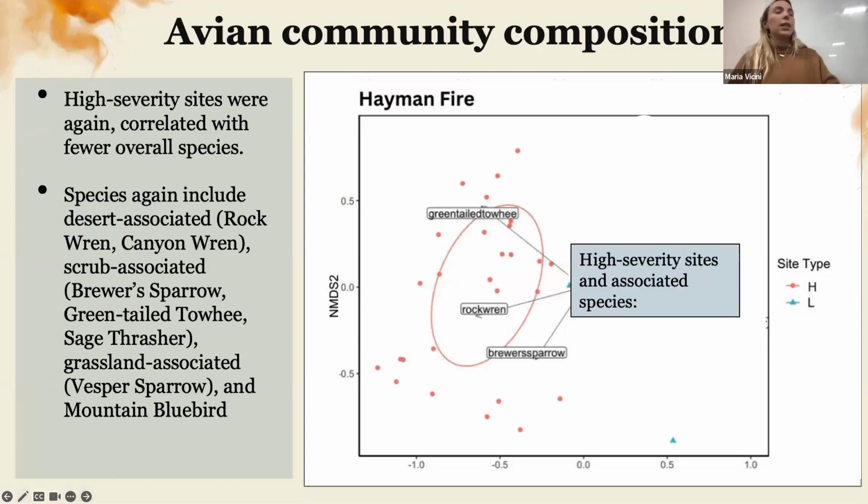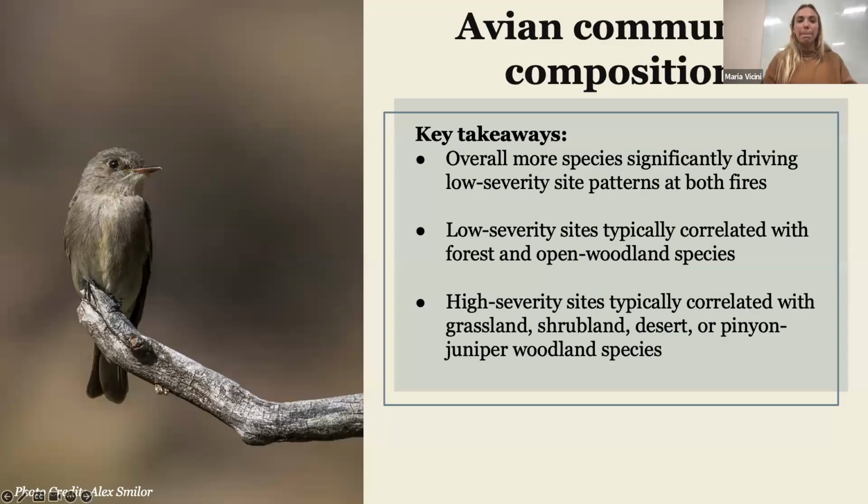At the Hayman Fire, the trends with high severity continued. Species again, such as the rock wren, green-tailed towhee, and Brewer's sparrow drove that high severity site distribution pattern. The mountain bluebird and vesper sparrow aren't listed, but were also generally associated with high severity sites. They just didn't quite make it; I had to cut down on all the species on the plot because it was overwhelming, but they were still significantly driving the species distribution.